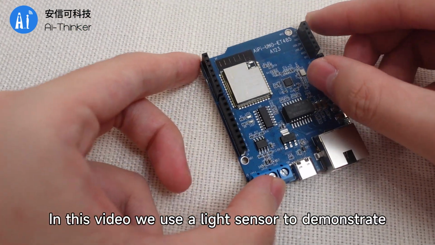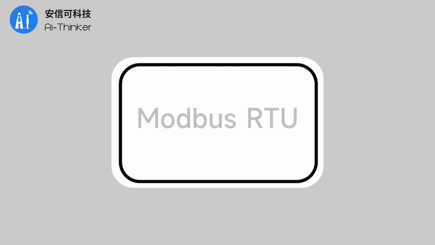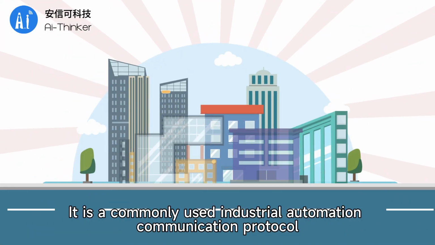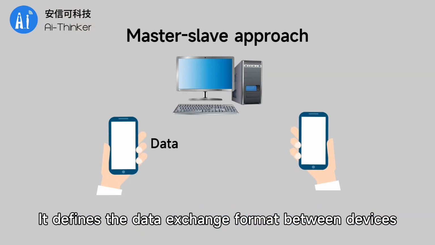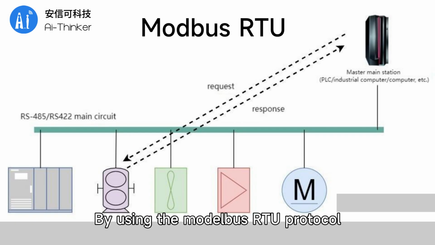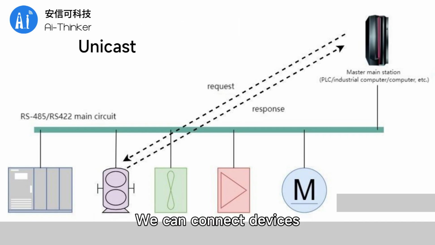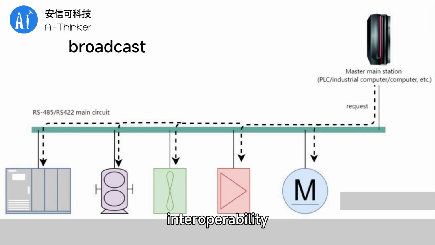In this video, we use a light sensor to demonstrate Modbus RTU. It is a commonly used industrial automation communication protocol. It defines the data exchange format between devices and the communication rules. By using the Modbus RTU protocol, we can connect devices for interoperability.